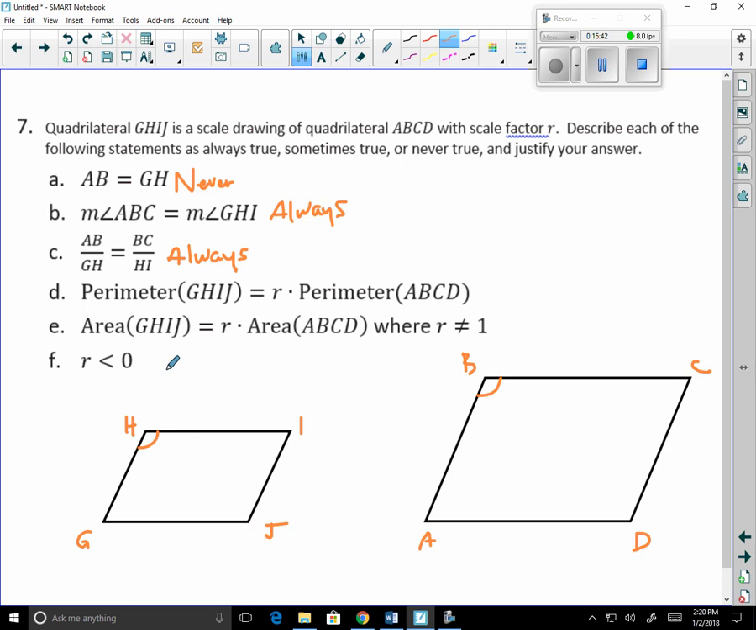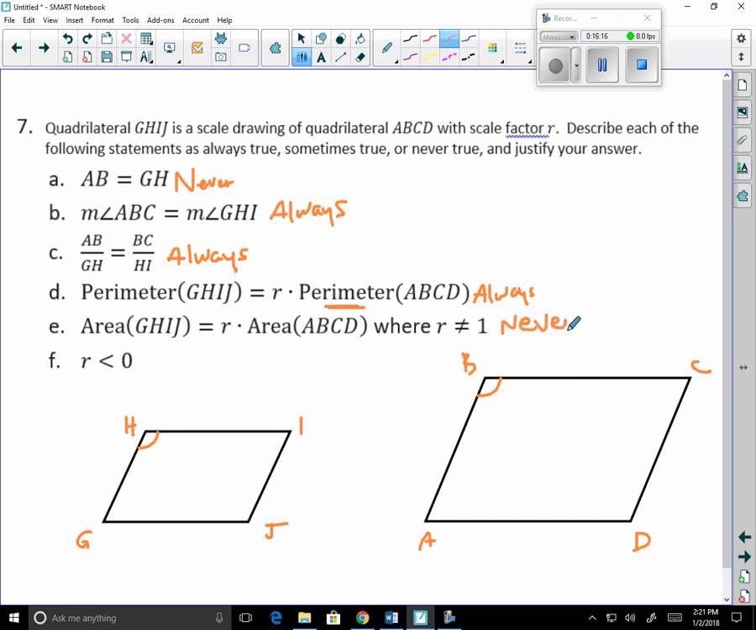Is the perimeter going to be equal to the perimeter of the other shape times the scale factor? The answer is yes, always. Because when I'm talking about perimeter, perimeter is talking about the length of the sides. It's not talking about the size of the shape. E says, can the area of the small be equal to R times the area of the big? The answer to that is never.